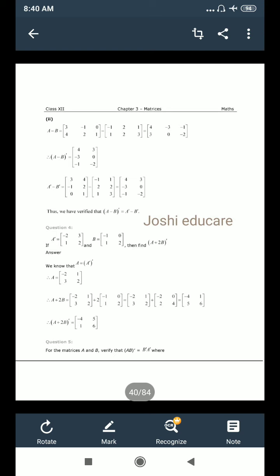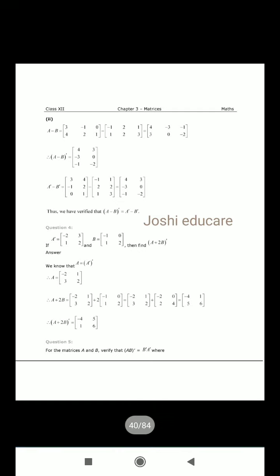It is given that for matrices A and B, verify that AB whole transpose is equal to B transpose into A transpose. This is the property that you have to verify. So what are the steps you have to follow? First, we'll calculate the left hand side. So to calculate the left hand side, we'll find A into B, and then we'll take its transpose. That will become AB whole transpose. So left hand side is solved.